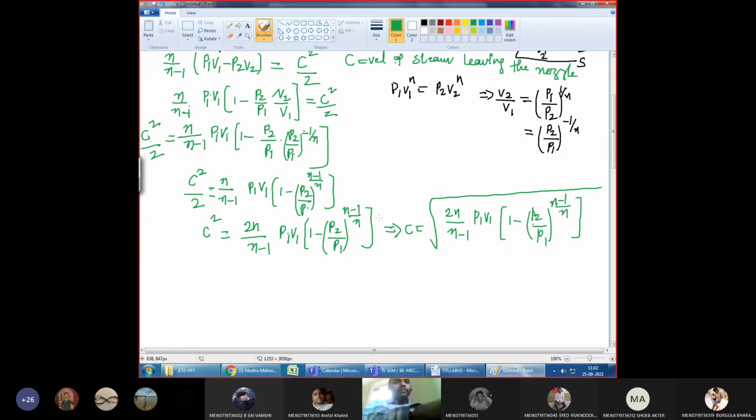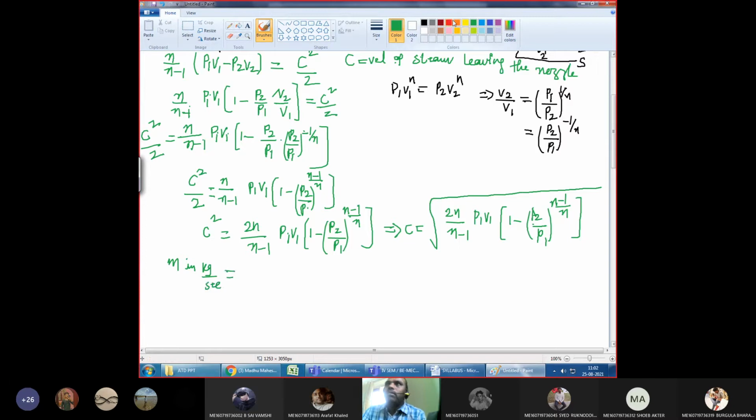So what is C here? Please tell me. Velocity of steam. Velocity of the steam passing through the nozzle, right? But what I want is the mass of the steam discharged through the nozzle. I want the mass of the steam per time, so mass in kg per second. How to calculate mass in kg per second?